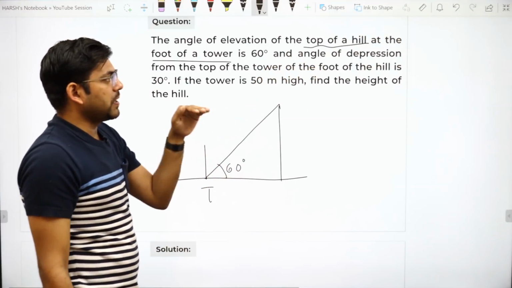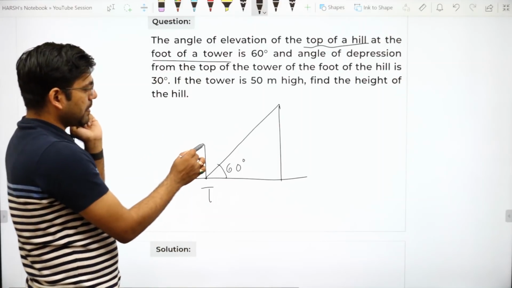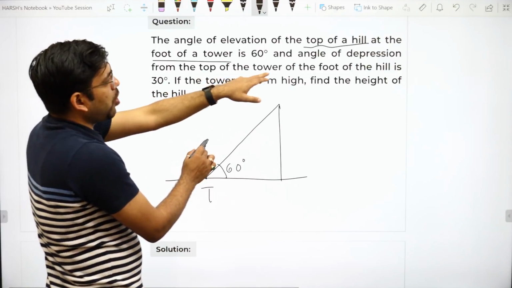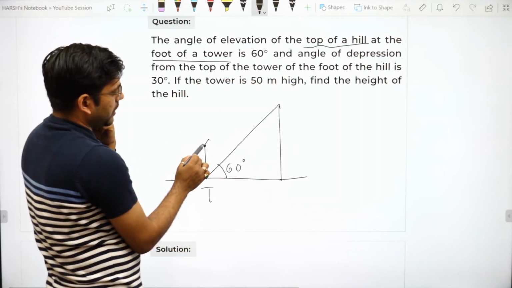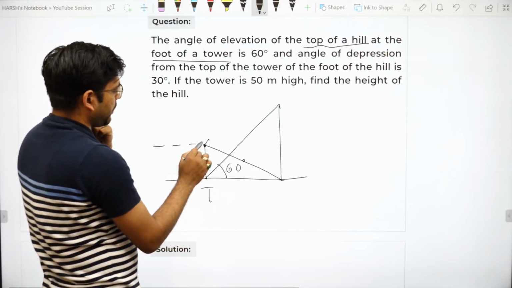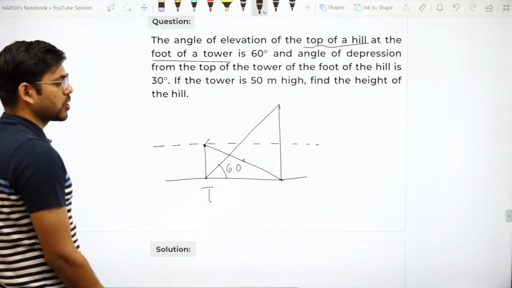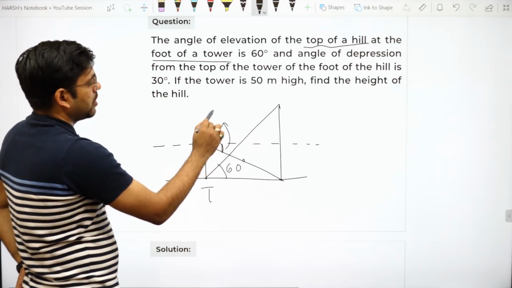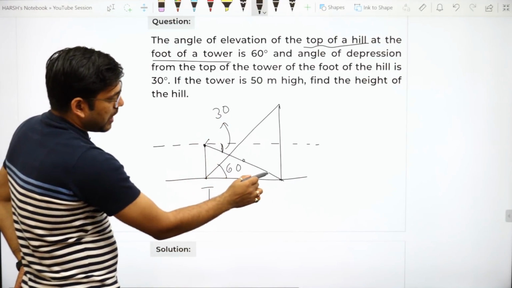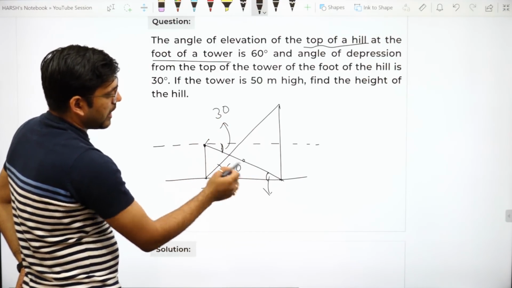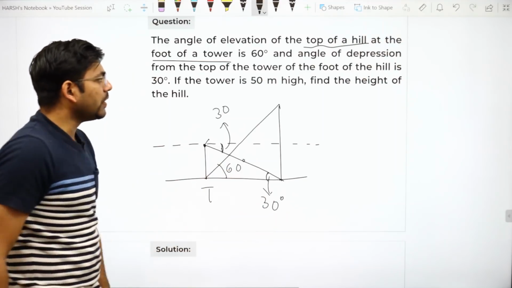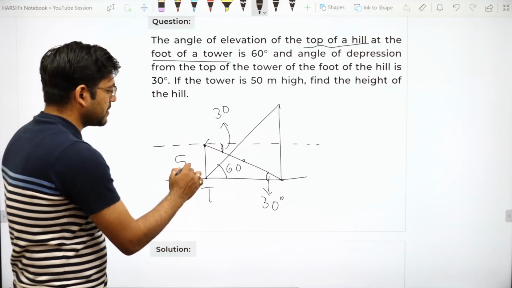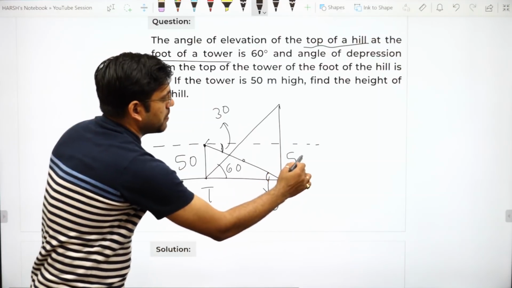And angle of depression means looking down from the top of the tower. I am looking at the foot of the hill. So this is the foot of the hill. And the reference line would be this horizontal line. So from here, the depression is 30 degree. Now if this is 30 degree, by the alternate angle theorem, this would also be 30 degree. Now if the tower is 50 meters high, this means this is 50. Now if this is 50, this will also be 50.